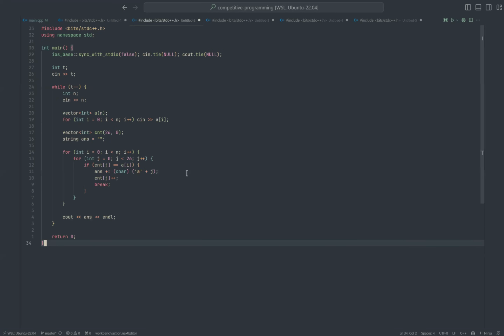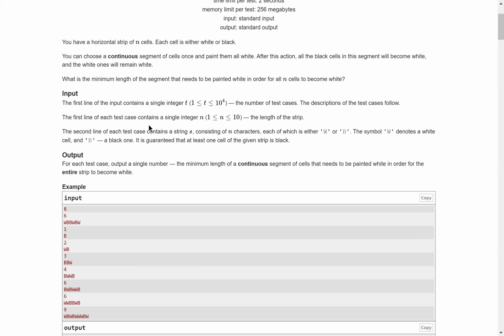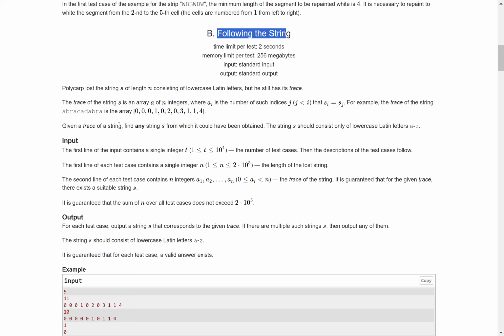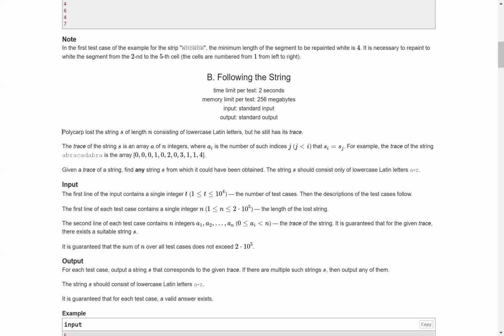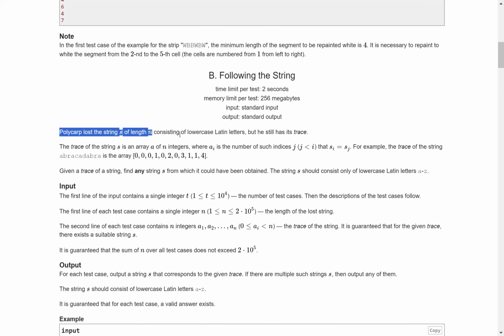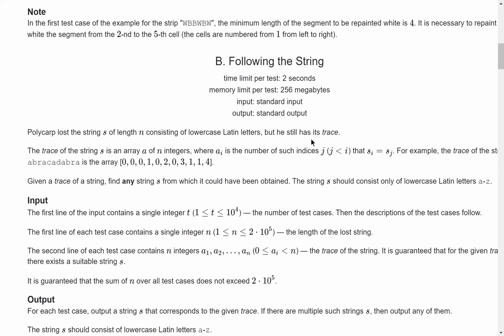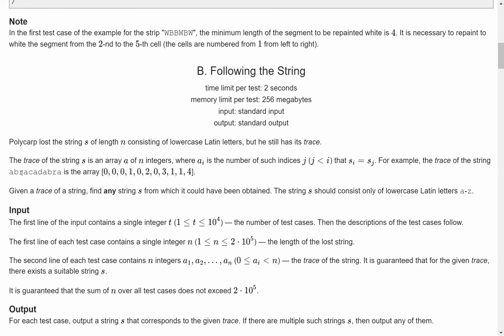So let's see the next problem. The second problem is Following the String. In this problem, we are told that Polycarp lost the string s of length n consisting of lowercase Latin characters, but he still has its trace. We will see what the trace is.